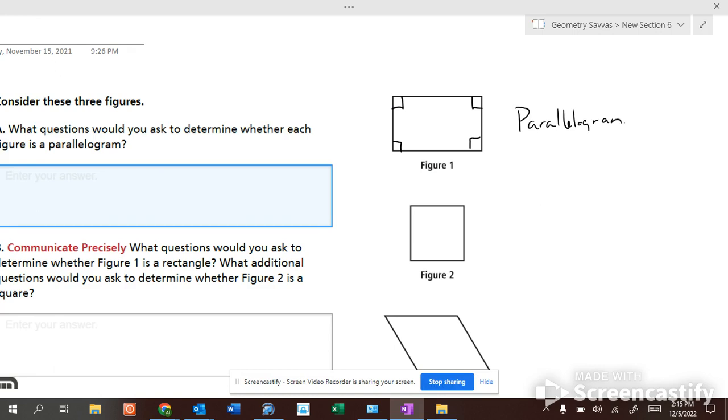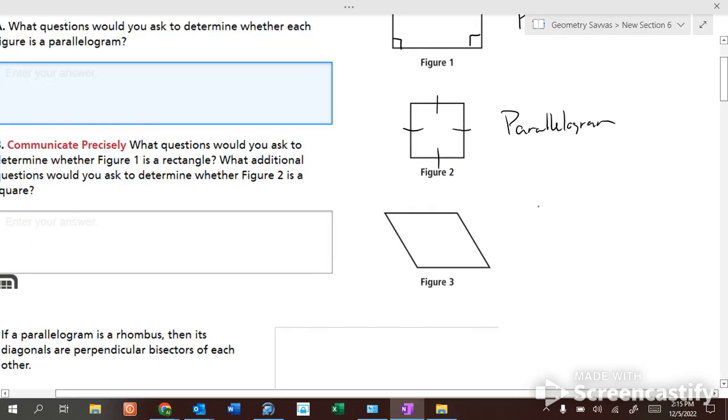What's the next one look like? Square. What do we know about opposite sides of a square? They're congruent, so is it a parallelogram? Sure is. What's that next figure? A rhombus. What do we know about a rhombus? Opposite sides are congruent again, right? So is that a parallelogram?